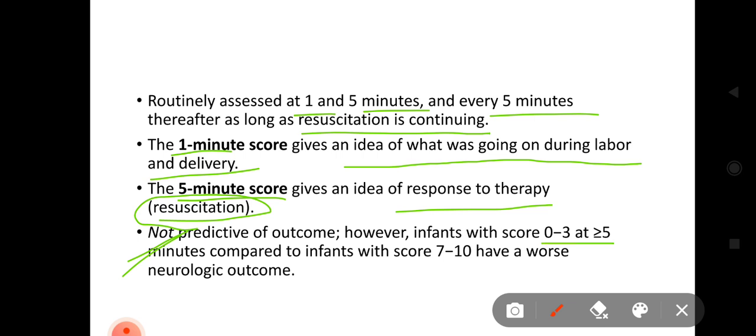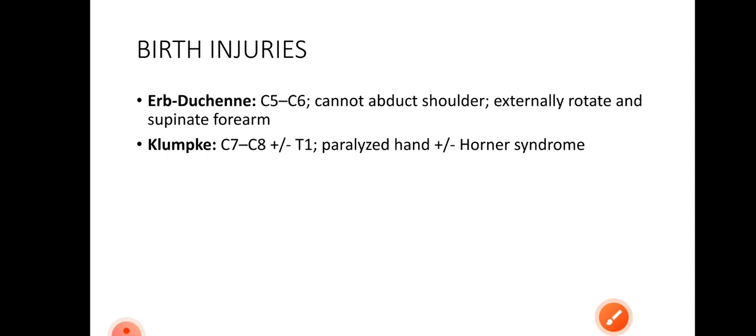However, infants with a score of 0 to 3 at more than 5 minutes, compared to infants with a score of 7 to 10, have a worse neurological outcome, but it's not predictive. You have to keep this in mind.